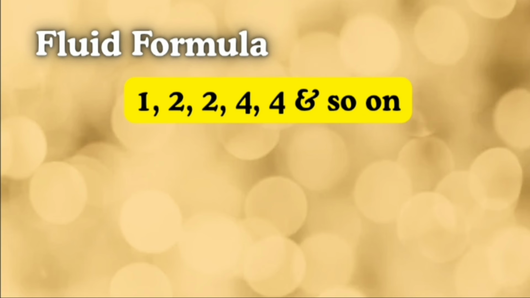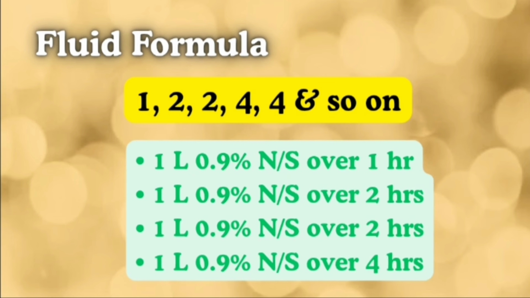The fluid formula is that fluids are usually given like 1, 2, 2, 4, 4 and so on. That is 1 liter normal saline over 1 hour, then 1 liter normal saline over 2 hours, then again 1 liter normal saline over 2 hours, and then 1 liter normal saline over 4 hours, and adjust the volume according to the clinical review, age, ischemic heart disease, chronic kidney disease, and other comorbidities.